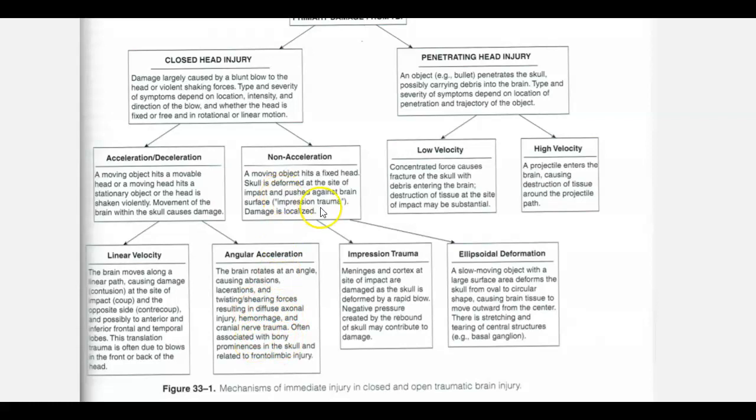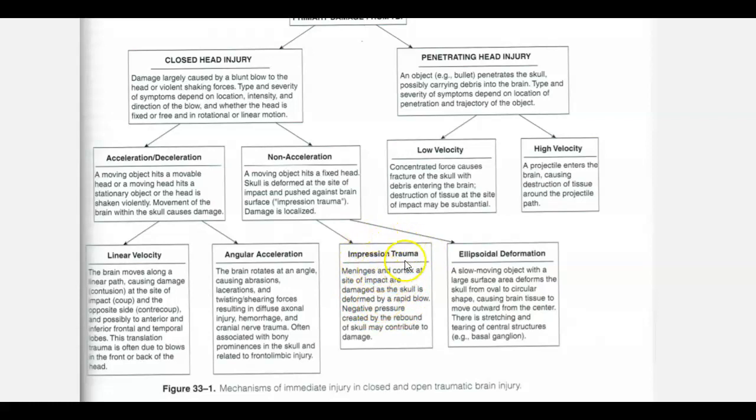And then, of course, if it's angular, if there's twisting and turning, you also have that shearing that we talked about. With non-acceleration, an example would be a bat hitting a head. And I know these are gruesome examples, but I remember working very specifically with a young woman. I was seeing her for home health, and she wore a helmet, and unfortunately she had been hit with a bat to the head.